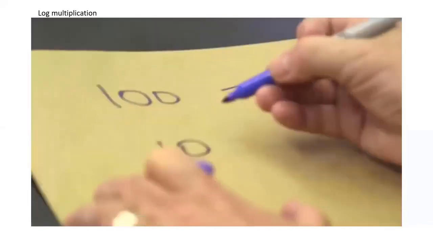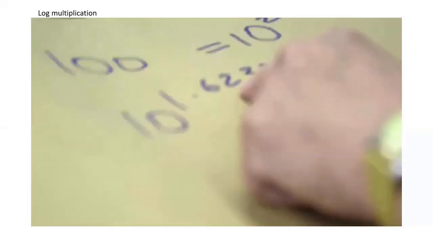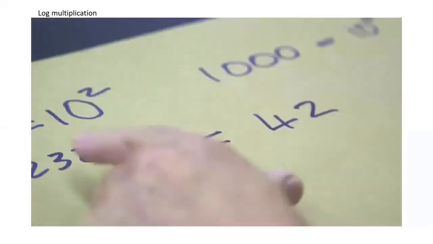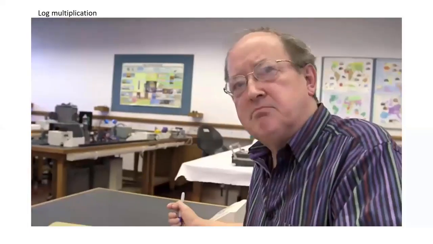I can do 10 to another number. So for example, 10 to the 1.6232 turns out to be 42. That means that the log to the base 10 of 42 is 1.6232. Are we okay with four significant figures? The reason it's useful is multiplication.